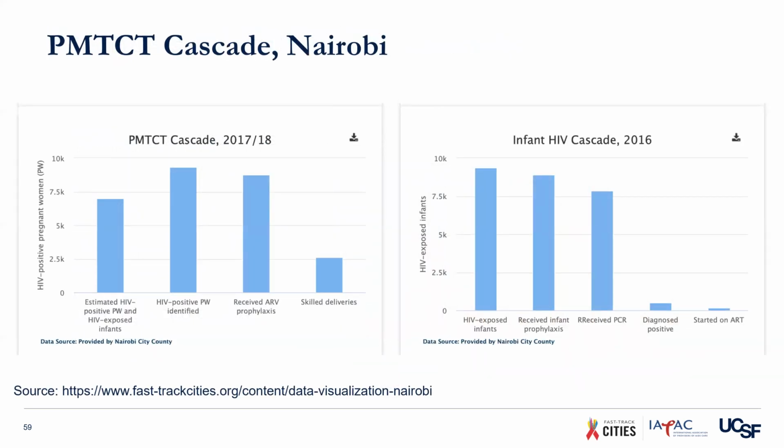These PMTCT cascades from Namibia show how the steps of intervention for HIV-positive pregnant women and separately for HIV-exposed infants can be used to identify gaps in performance. High rates of ART are noted, although the rate of skilled deliveries is suboptimal. Low rates of HIV transmission are also observed, with a gap in starting infants on treatment.